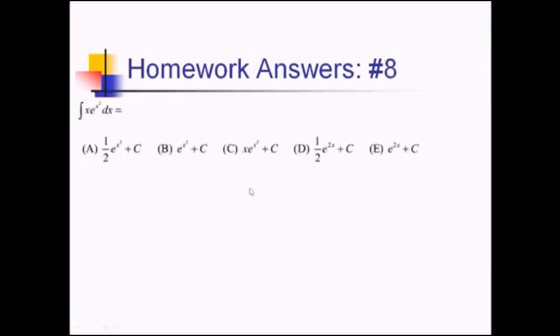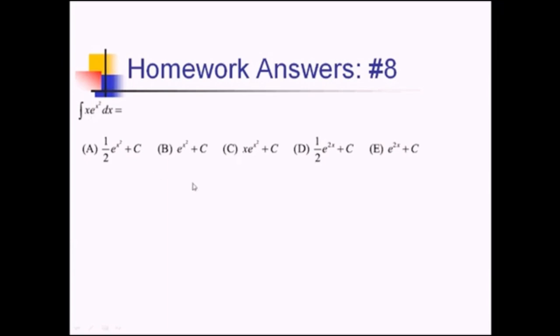For number 8, I'm trying to take the indefinite integral of x times e to the x squared. So for this one, I notice right away that I've got an inner function of x squared and its derivative, or something close enough, this x, in the same integrand. So I'm going to try u substitution on this one.